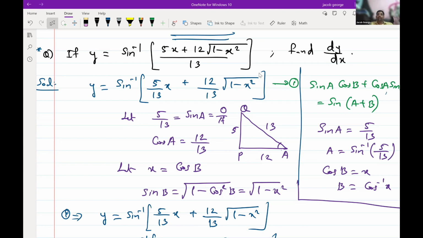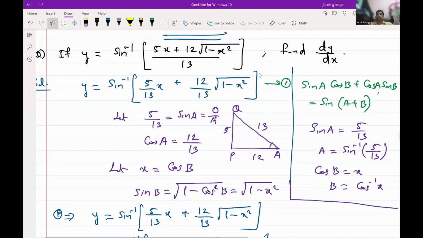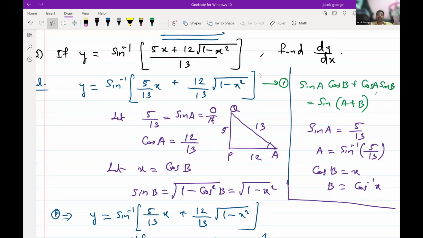Then we are going to get this in the form. I have written that formula in the reference space: sine A cos B plus cos A sine B. For that, we have to take, let 5 by 13 is equal to sine A, like opposite by hypotenuse. Opposite side is 5 and hypotenuse is 13. We found the adjacent side as 12 by Pythagorean triplet. Then cos A is 12 by 13. So we can see cos A is there in the second term, so that will become 12 by 13.